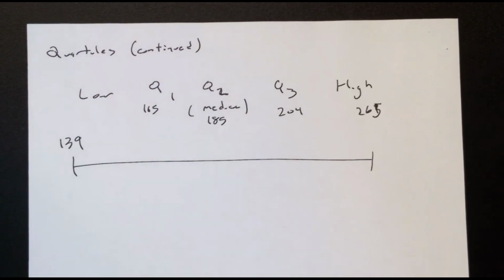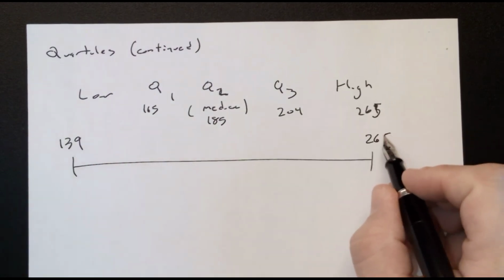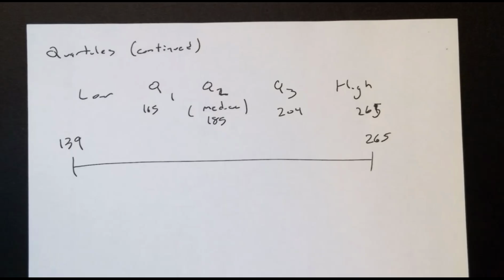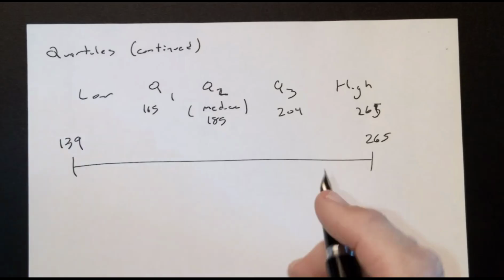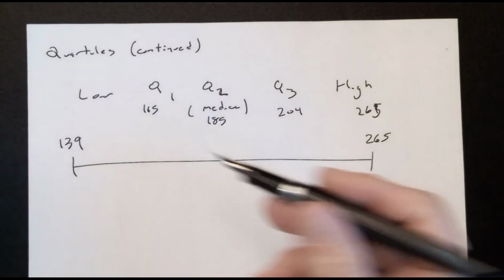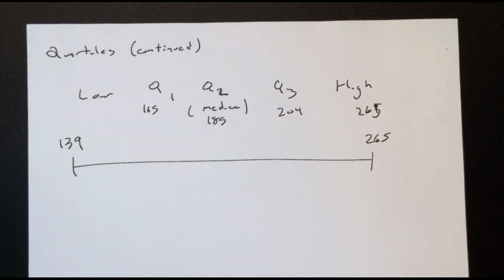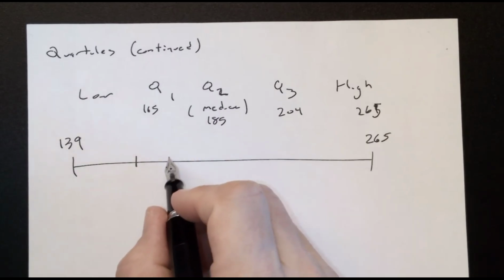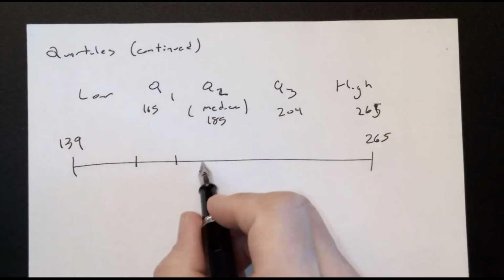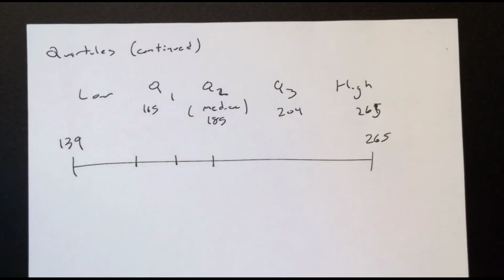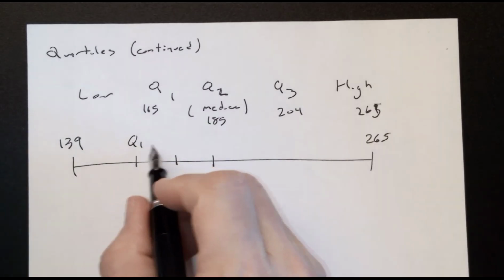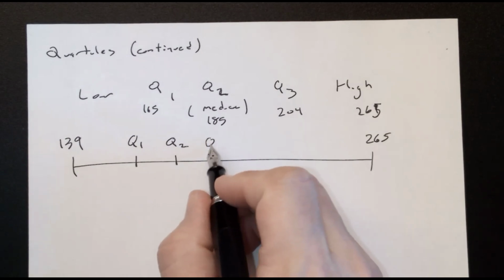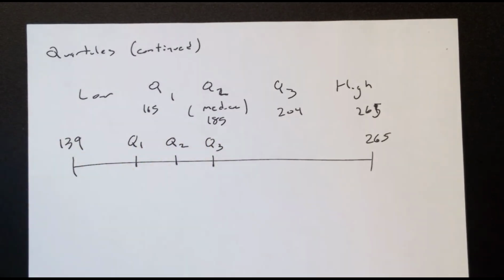So I know these two numbers go on the ends. But if I want to scale this correctly, these numbers are all closer to the left than they are to the right, aren't they? 139 to 165 is only about 30. Then this is only 20 higher. This is only 20 higher than that. And this is a ways over, right? So if I want to do these to scale, I get a picture that looks more like this, don't I?